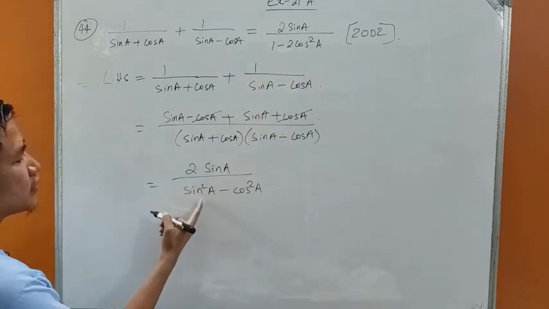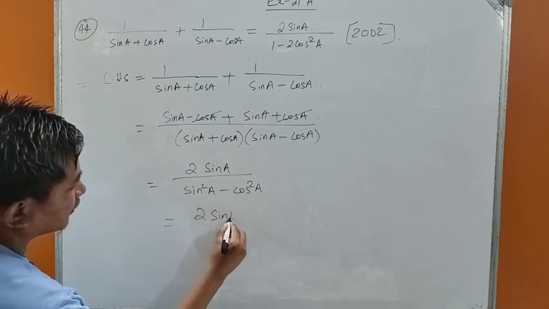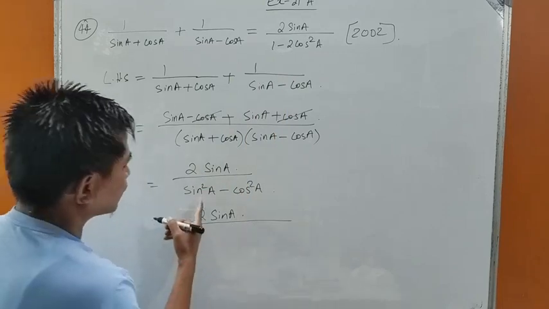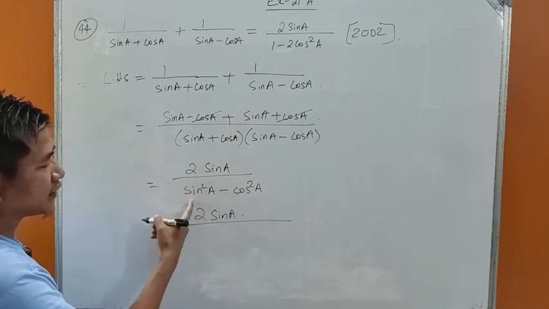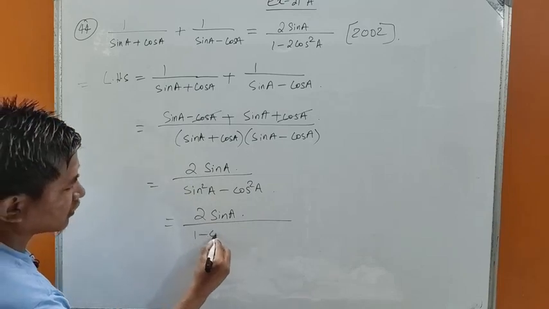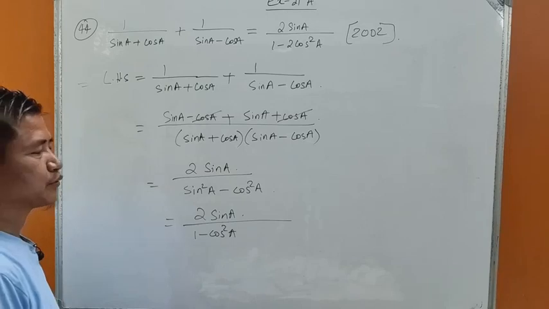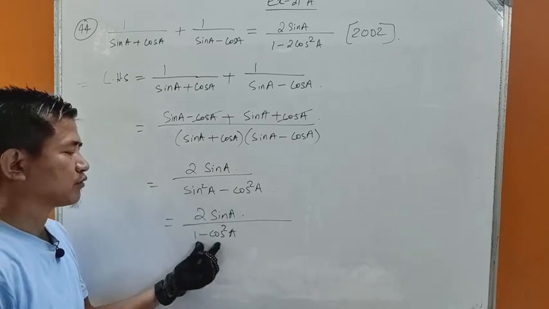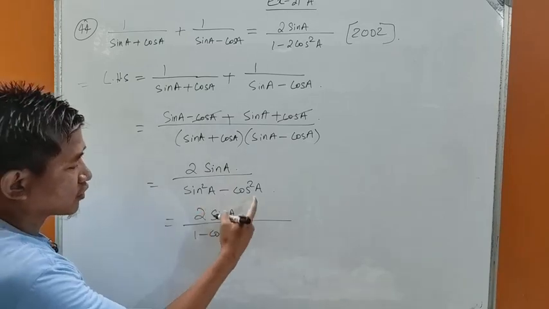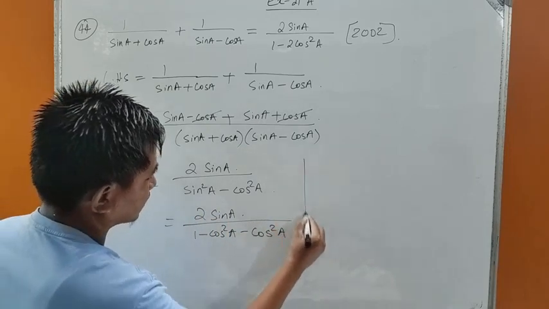So let's convert this sin square to cos square form. 2 sin A is already in the numerator, and in the denominator let's convert the sin square A into cos square form. Sin square A means 1 minus cos square A, isn't it? Because sin square A plus cos square A gives 1. So sin square A means 1 minus cos square A. This minus cos square A comes here. Okay, let me continue here.